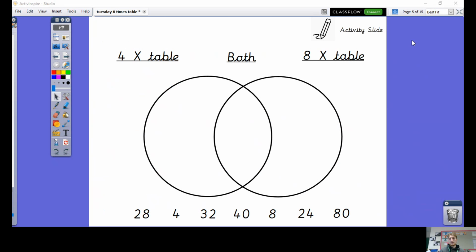Right, another activity for you to do now. I would like you just to draw out these circles in your books. Make sure they overlap, so we've got a space in the middle. And then I would like you just to put these numbers down here into the correct category. Are they numbers in the 4 times table? Are they numbers in the 8 times table? Or are they in both the 4 times table and the 8 times table? So draw that out and fill the numbers in, and then we'll go through the answers.